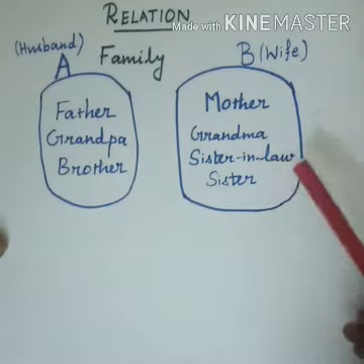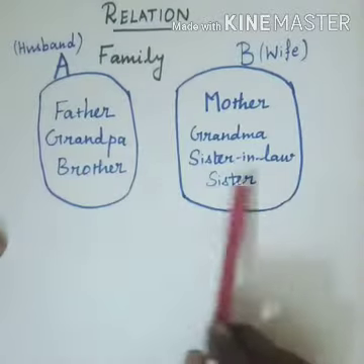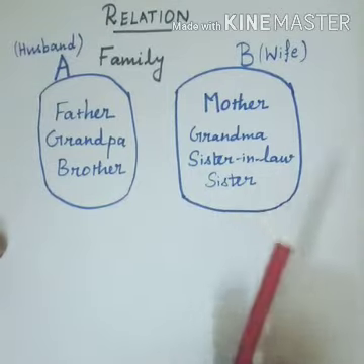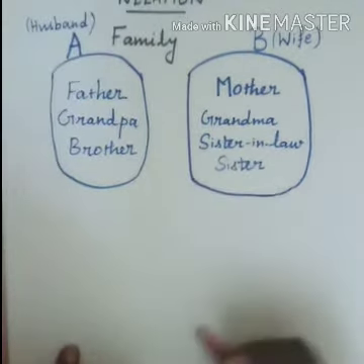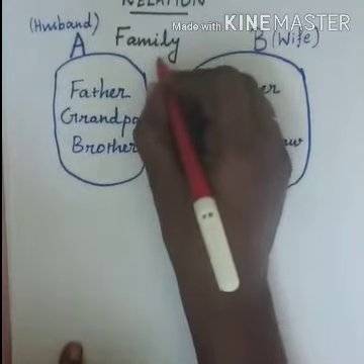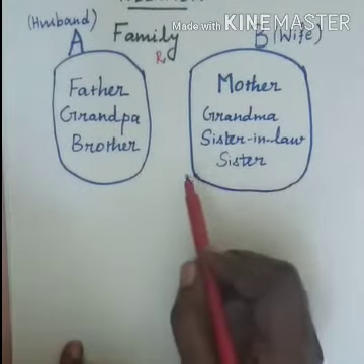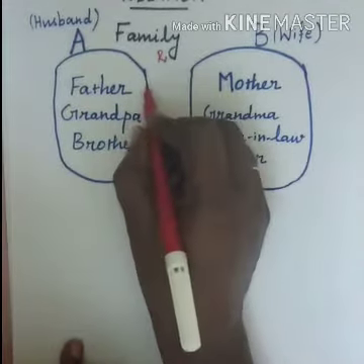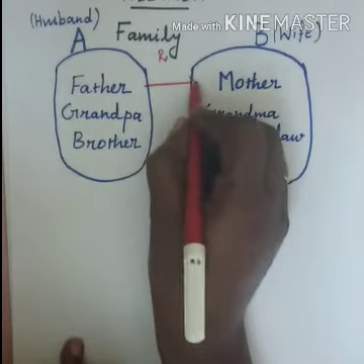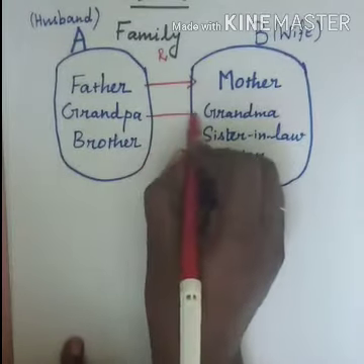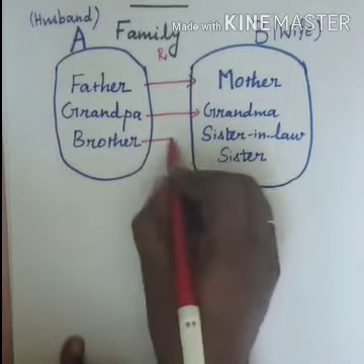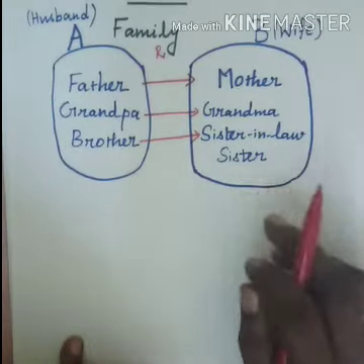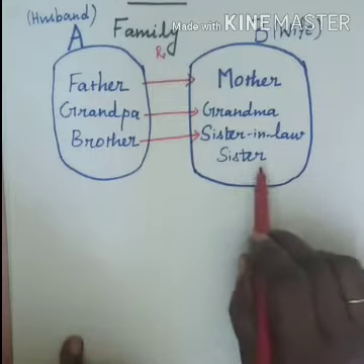Now, I am going to make the relationship between these two groups. The name of the relationship is R. Now, I am going to put the arrow marks to identify the pairs. So, father is married with mother. Grandpa is married with grandma. Brother is married with sister-in-law. Sister is also there in my family, but she is unmarried yet, so leave her as it is.